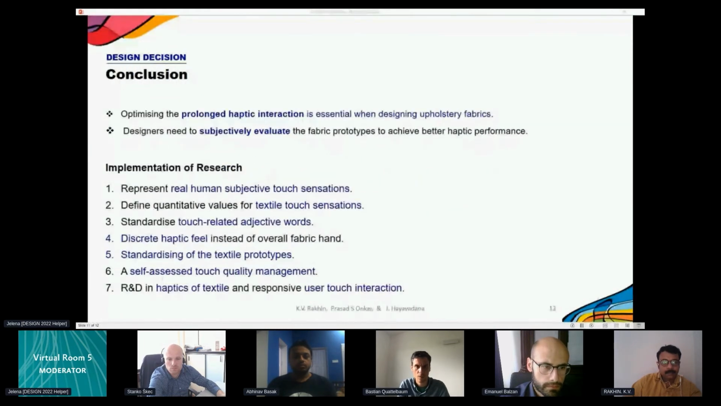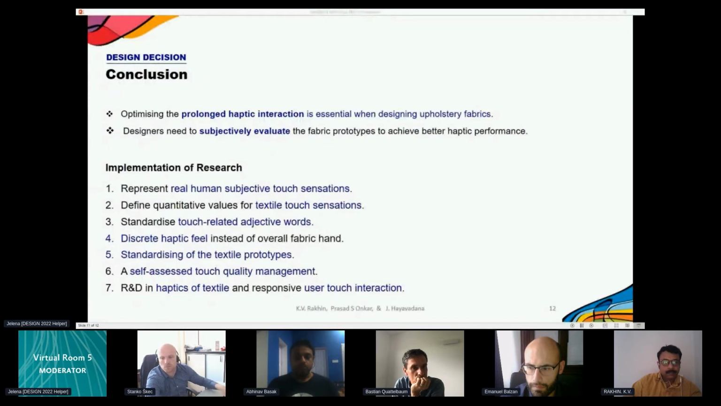Let me briefly summarize what I have said so far. Our study shows that optimizing the prolonged haptic interaction is essential when designing upholstery fabric for automobiles. Thus, we propose that designers subjectively evaluate the fabric prototypes for better haptic performance. And finally, I would like to emphasize the following points.